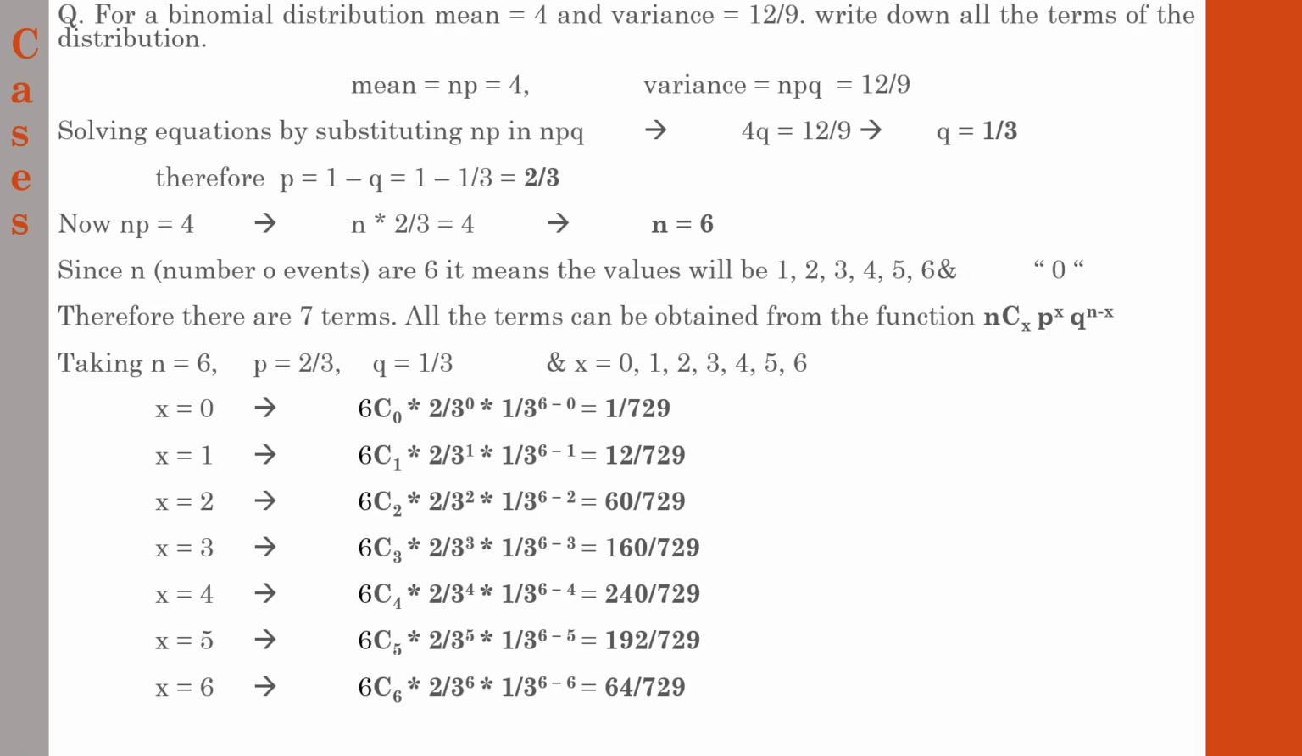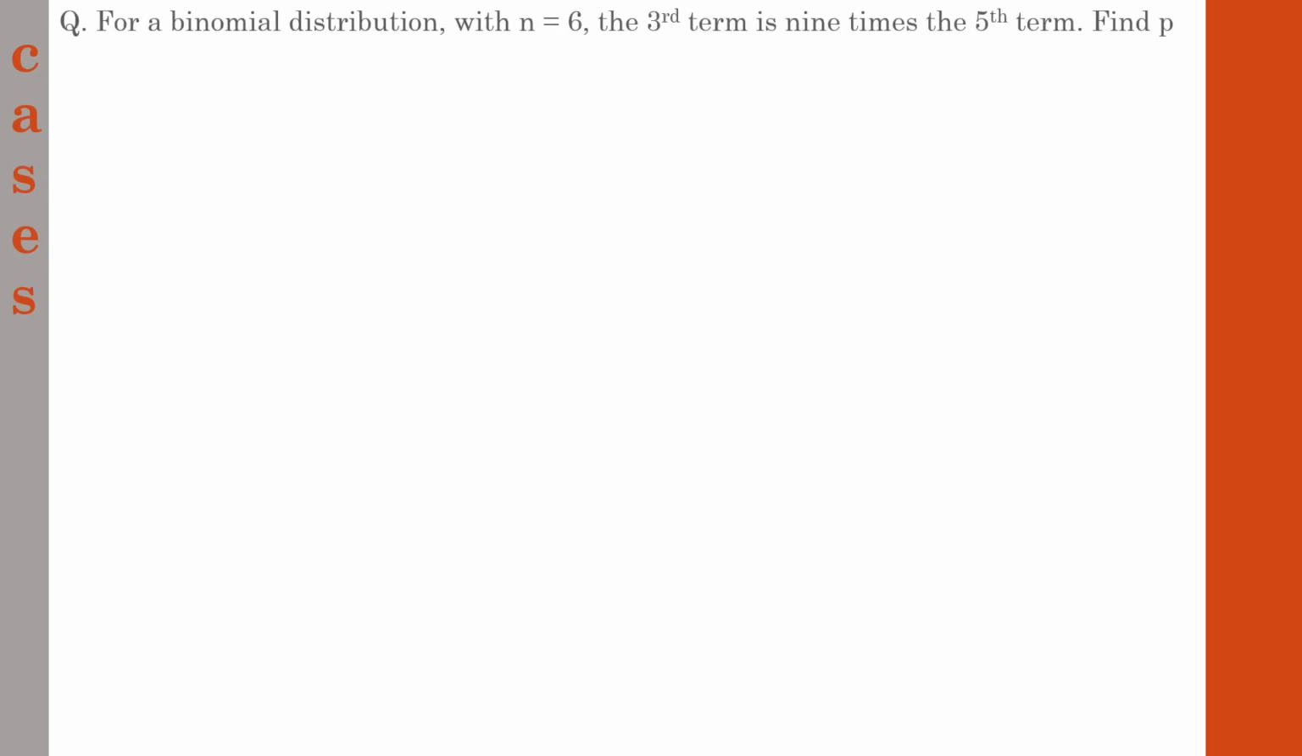Let us go to the next one. Another case. For a binomial distribution, again the same situation, with n equal to 6, the third term is 9 times the fifth term. Find the value of p. So how are you going to find the value of p? It's an application level question and it's quite tricky. You may find it confusing at the initial glance, but don't worry, we will deal with it.